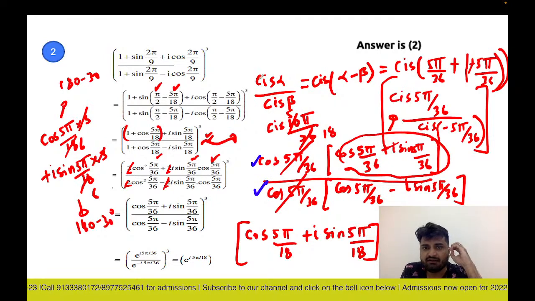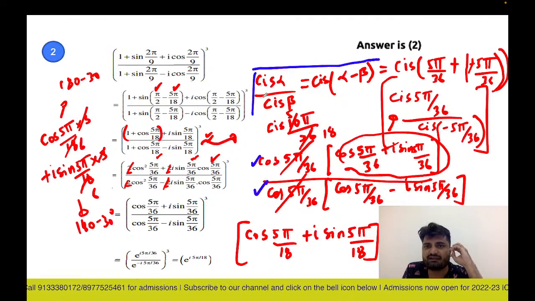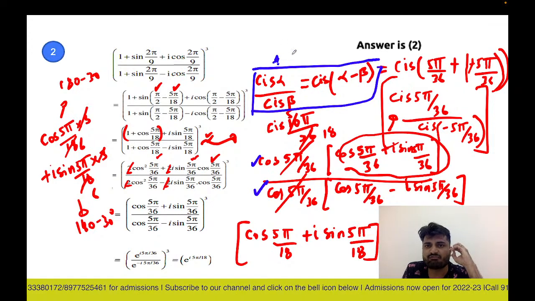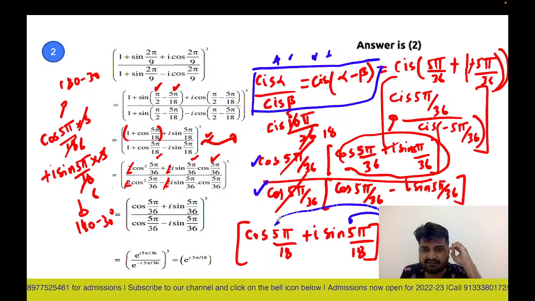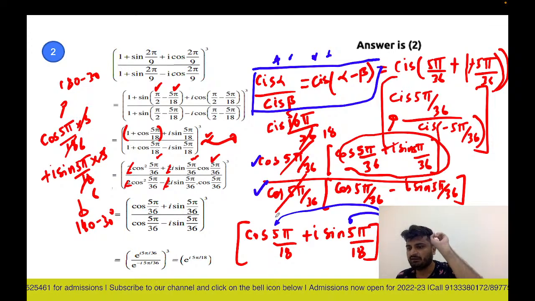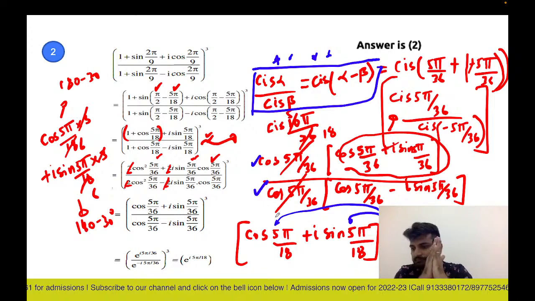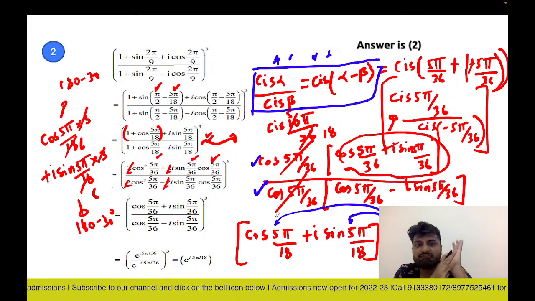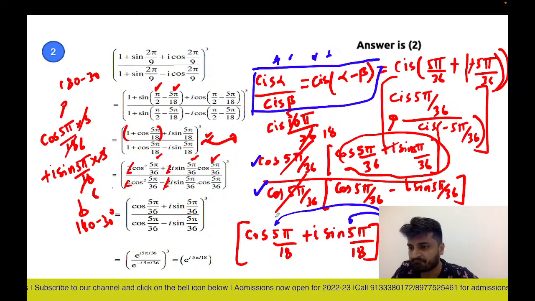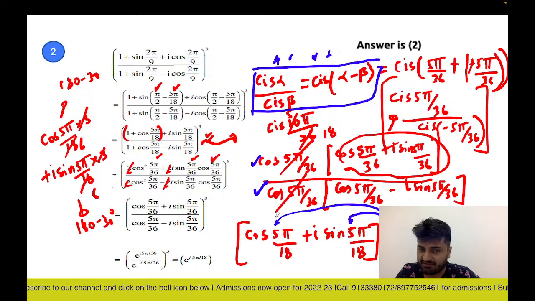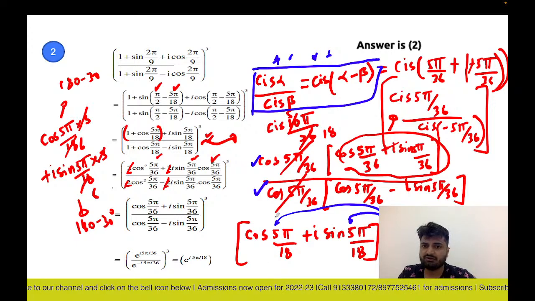I've simplified. I've again used the cis alpha by cis beta form, which is cis of alpha minus beta. And then I've taken the power inside the term, which was the first property in de Moivre's theorem. So I've done that. I've got it as 150 degrees, which is 5 pi by 6. 150 you can write as 180 minus 30. So when you do that, you will get the final answer.